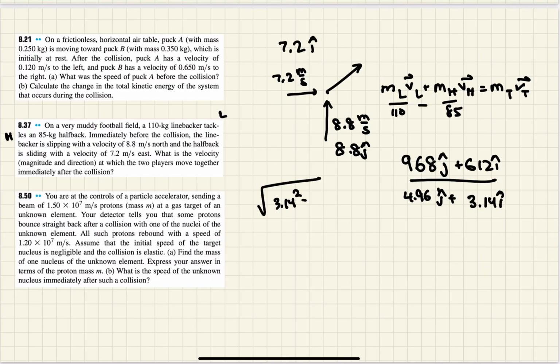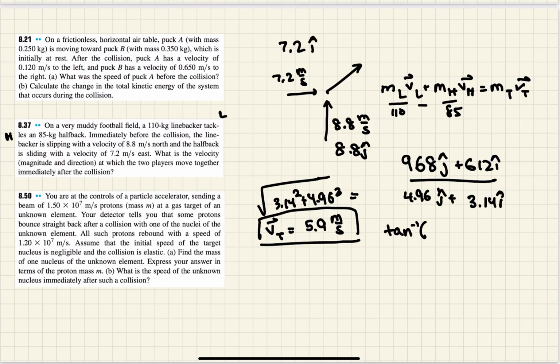To get the magnitude, we just do the square root of 3.14 squared plus 4.96 squared. And if you were to solve for that, you would get 5.9 meters per second. So that's the total velocity. Now, what direction? Well, that's where the formula for direction comes in. It's inverse tangent of the two components, so it's going to be the y component over the x component. And solving for that, you're going to get 58 degrees. And just make sure that's the right quadrant.